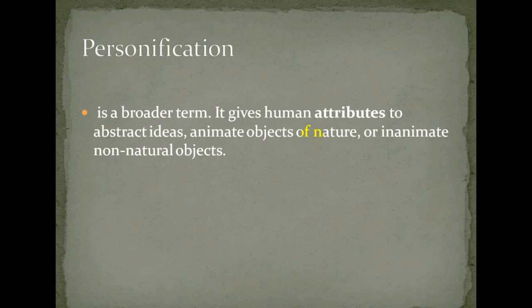Personification is actually a broader term. It gives human attributes to abstract ideas, inanimate objects of nature, or inanimate non-natural objects. So if you look at this, here the main focus lies on the attributes. In pathetic fallacy, our focus was on human feelings and emotions, but here our focus is on attributes. By attribute, in simple words, you can say it's like giving hands and legs and mouth to non-living things. On the other hand, in pathetic fallacy, you give feelings of happiness or being gloomy or sad to non-living things.